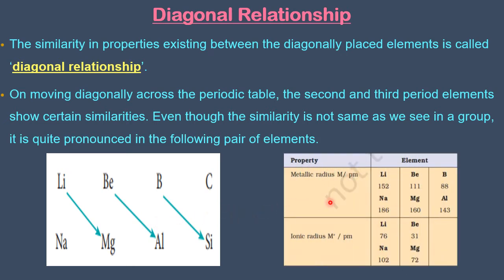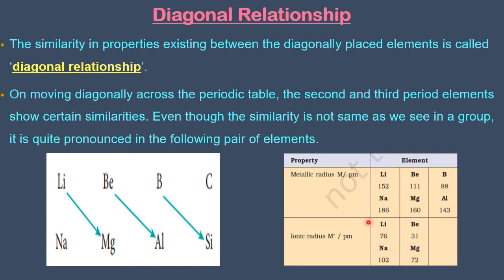See, the data says, if you see the lithium's ionic radius, lithium after losing one electron becomes Li+, and the magnesium's ionic radius, second member of the second group, magnesium after losing 2 electrons becomes Mg2+. If you see their size in picometers, it is almost the same, 72 and 70, very close. I'm not saying similar, almost the same.